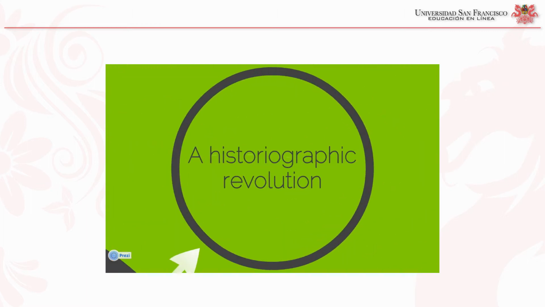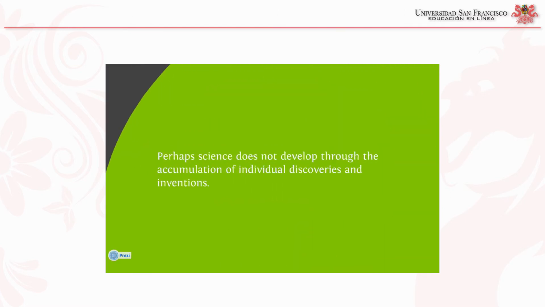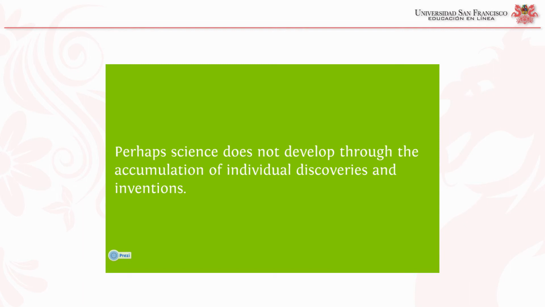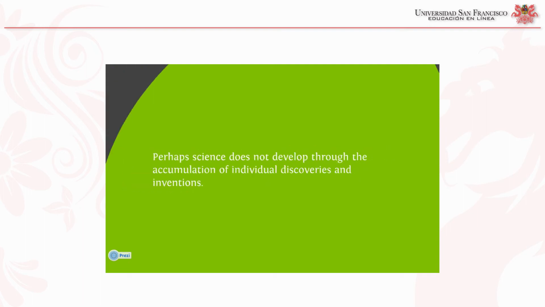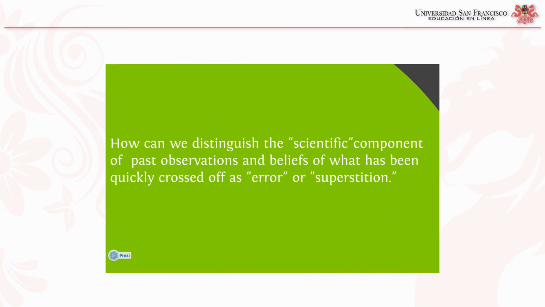Kuhn's work intends to point to the urgent need of a historiographic revolution. The philosopher questions the idea of conceiving knowledge as a product of a process of accumulation. Perhaps science does not develop through the accumulation of individual discoveries and inventions. How can we distinguish the scientific component of past observations and beliefs from what has been quickly crossed off as error or superstition?